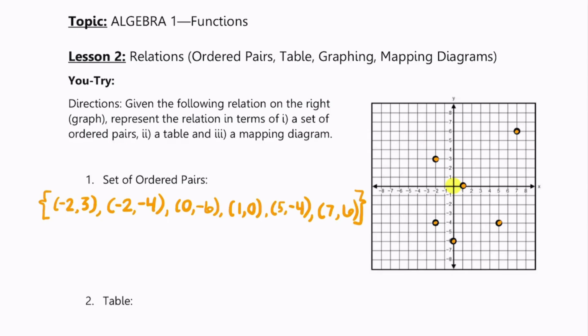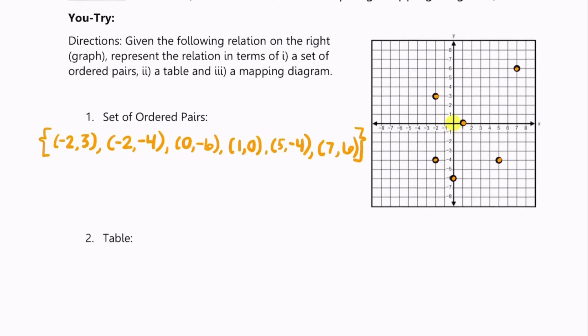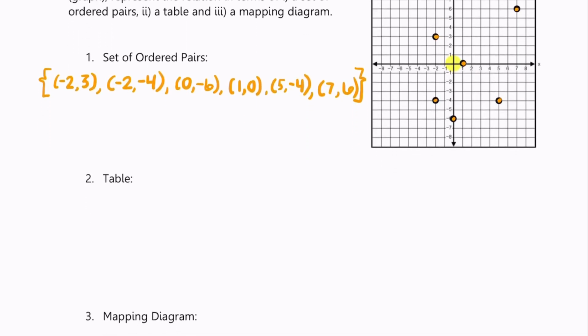Okay? So for our table, and I'm just going to scooch this down a little bit, we are making an XY table, and so I'm going to make that table. I did not provide you with a diagram, so I'm just going to do that. And remember, my rule of thumb is to put the X values in order from least to greatest. And the good news is I worked left to right on my ordered pairs when I went to write them. So the X values, if you take a look at them, -2, -2, 0, 1, 5, 7. Those X values are already in order from least to greatest.